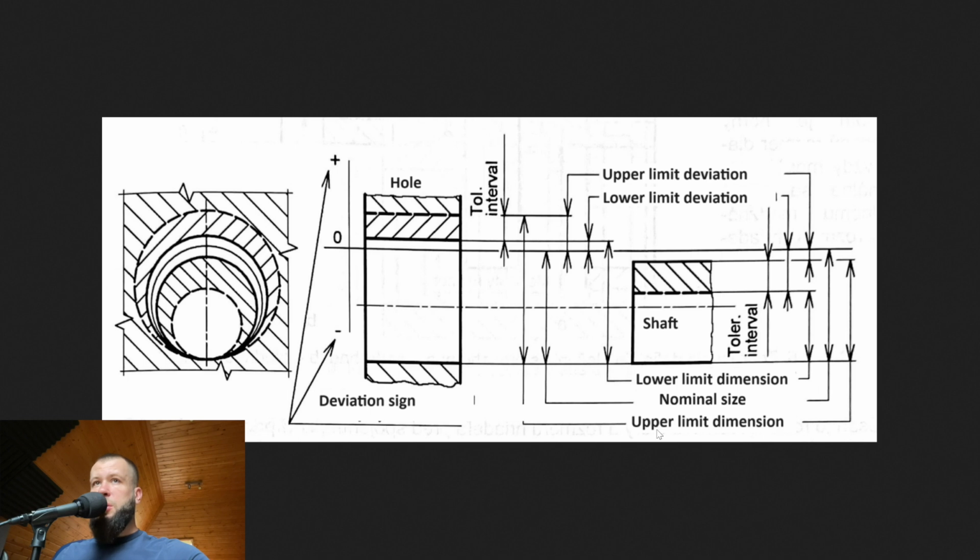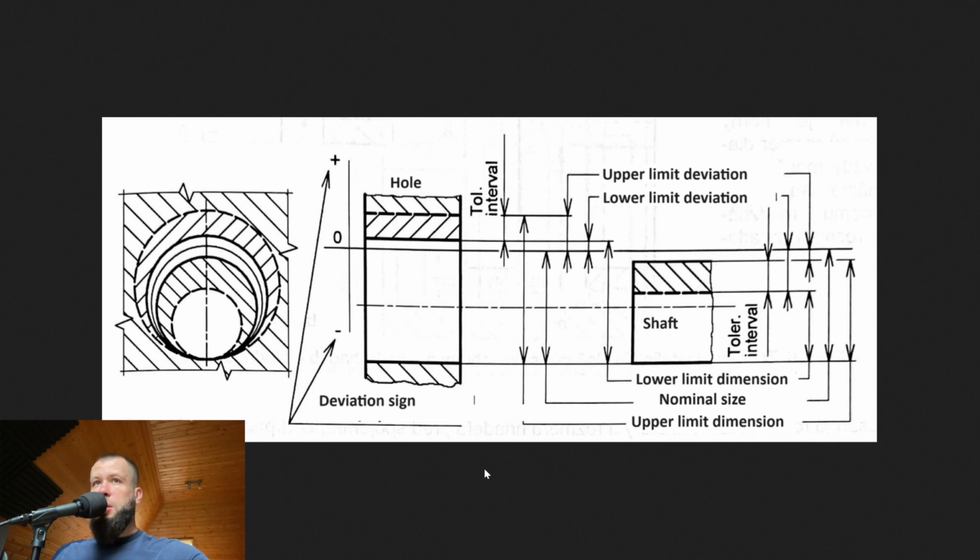Upper limit dimension is the largest allowed dimension of the geometric element. A lower limit dimension is the smallest permitted dimension of the geometric element. Deviation is the difference between the actual value and its reference value.